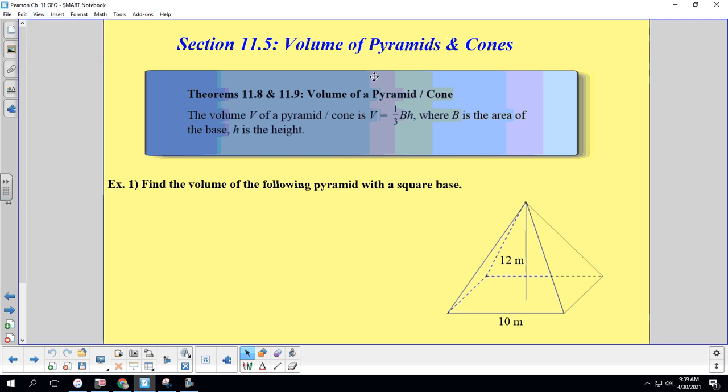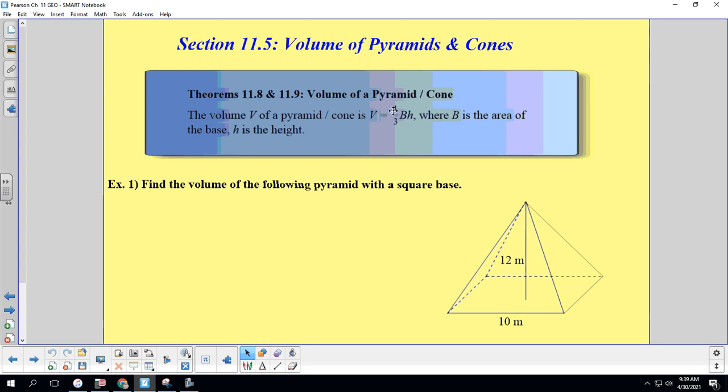Hi guys, we are here in chapter 11, section 5, talking about volume of pyramids and cones. The formula for the volume of pyramids and cones is the same for both shapes. It's crazy because while our pyramid has its hard edges and the cone is smooth, their formula is the same.